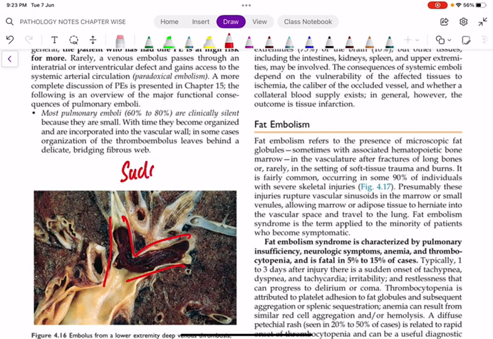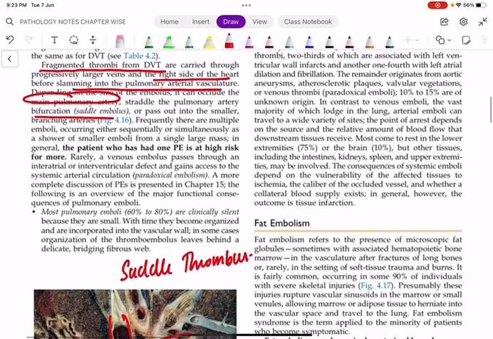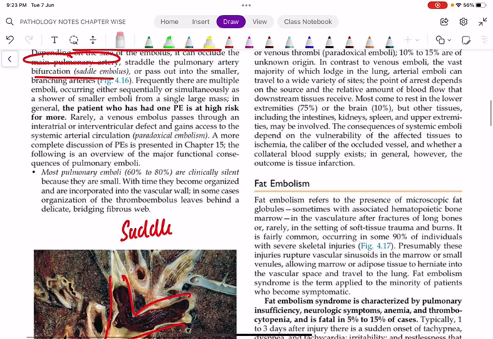What is this called? Saddle thrombus. Or sorry, saddle embolus. Not thrombus, it's saddle embolus. This is called a saddle embolus.